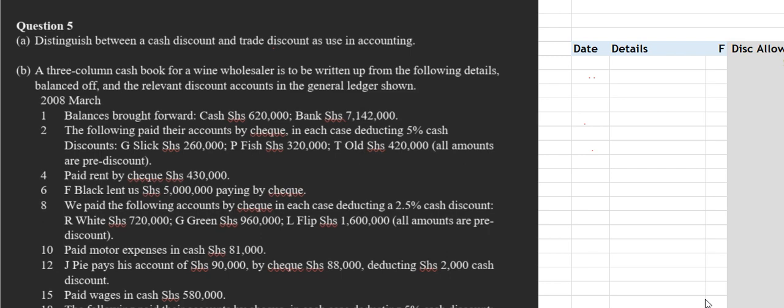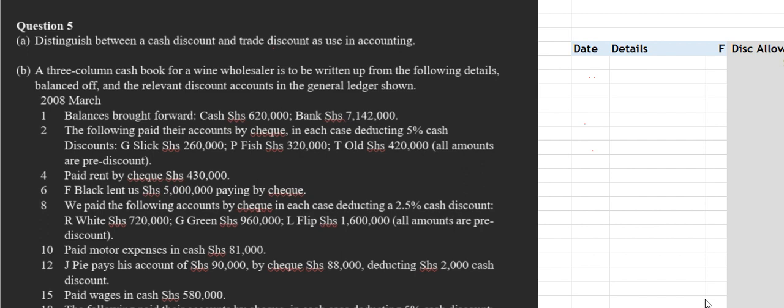Then trade discounts. These are reductions in the amount of money demanded from the customer, and these are normally offered at the time of purchase or at the time of sale. Those are the trade discounts. Now, trade discounts don't appear anywhere in the books of accounts, whereas the cash discounts will appear in the financial statements, as we shall see.